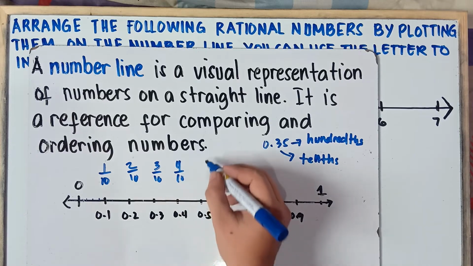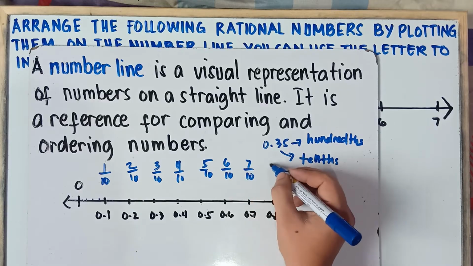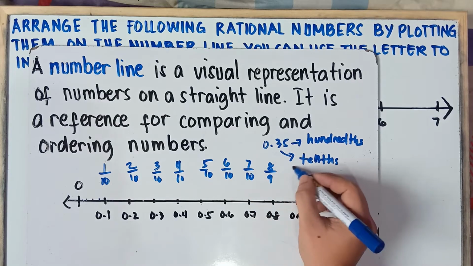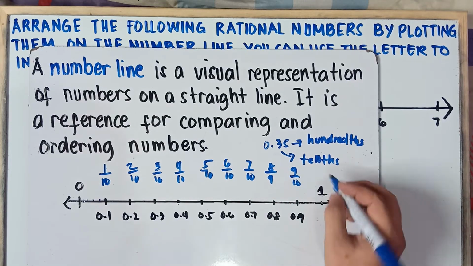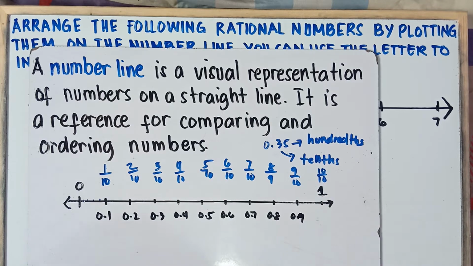4 over 10. 5 over 10. 6 over 10. 7 over 10. 8 over 10. This is 9 over 10. Of course, for 1, that would be 10 over 10, and that's a whole. 10 divided by 10, that's 1. So that's the thing there, class, on the number line.